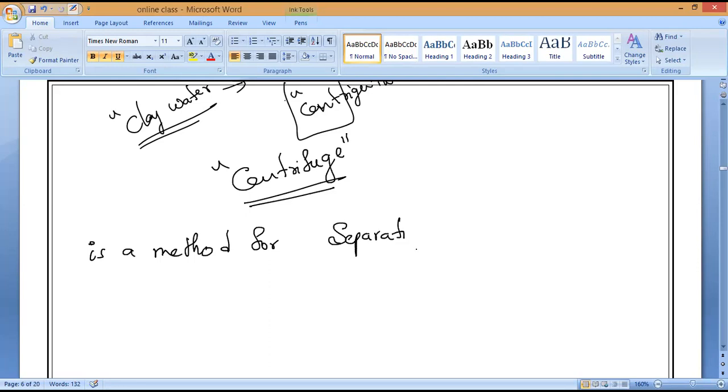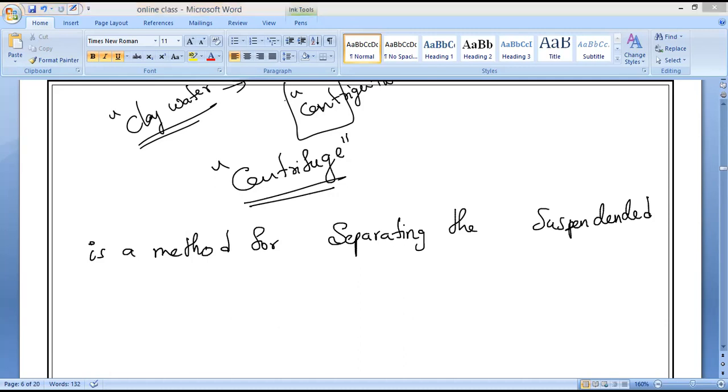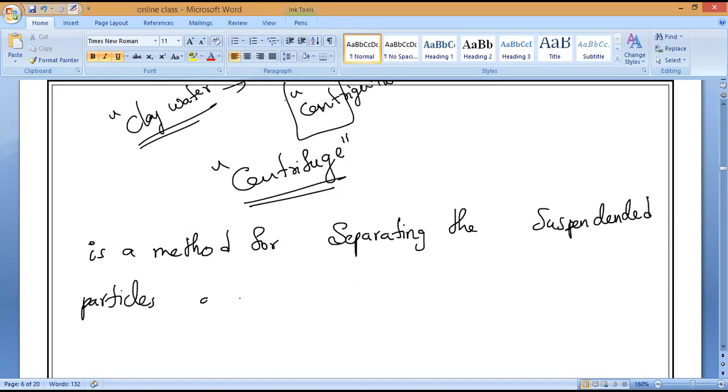Separating the suspended particles. What do you mean by suspended? Suspended means floating. Do you understand? They will never settle down. Suspended particles of a substance, from a liquid.